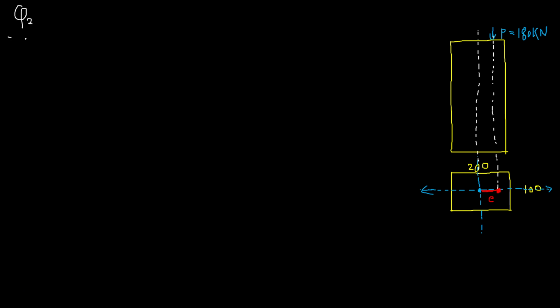So in the assignment, it is question number 2. First step is to write the given. So what is given? Load P is equal to 180 kilonewton. Eccentricity E, the value is 100 mm. The value of eccentricity is 100 mm.